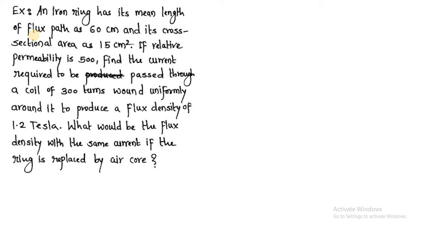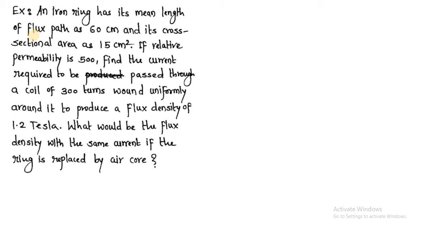So let's start with the new numerical. An iron ring has its mean length of flux path as 60 centimeter and its cross-sectional area as 15 centimeter square. If relative permeability is 500, find the current required to be passed through a coil of 300 turns wound uniformly around it to produce a flux density of 1.2 Tesla. What would be the flux density with the same current if the ring is replaced by air core?